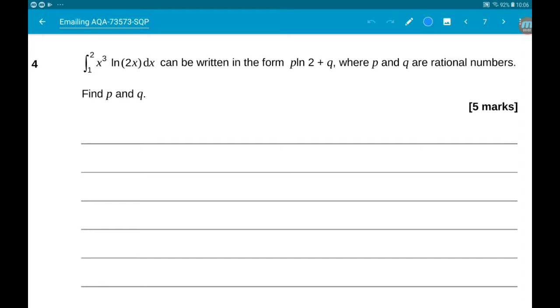Okay, question 4, a bit more straightforward in terms of question length. We've got the integral between 1 and 2 of x cubed log of 2x dx can be written in the form p log 2 add q, where p and q are rational numbers. Find p and q. Okay, so this is an integral of two functions being multiplied together. So it's a job for integration by parts.